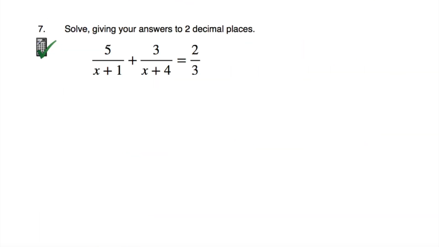Okay, let's get our next question, question number 7. So question number 7 says solve, giving your answers to two decimal places. So we've been asked to solve this equation, and we need to give our answers to two decimal places. And it's a calculator question, so we're probably going to be using the quadratic formula there.